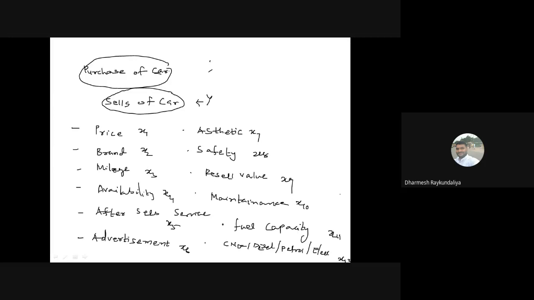We have not yet gone into comfort and luxury. Wheelbase, horsepower, how many cc, whether it is 1100 cc, 900 cc, 1400 cc. Whether it is a small car or a large car. So there are so many variables affecting the sales of a car.